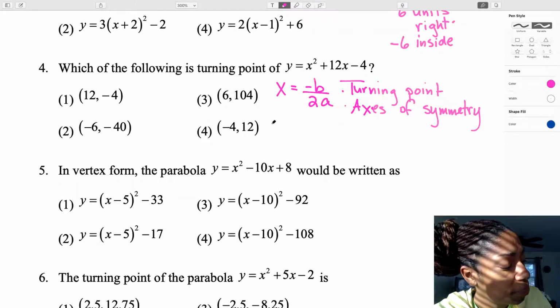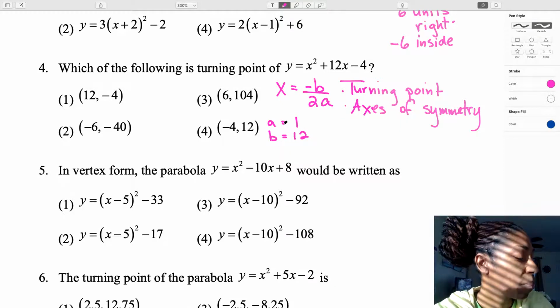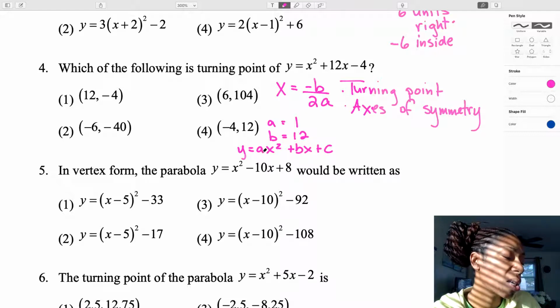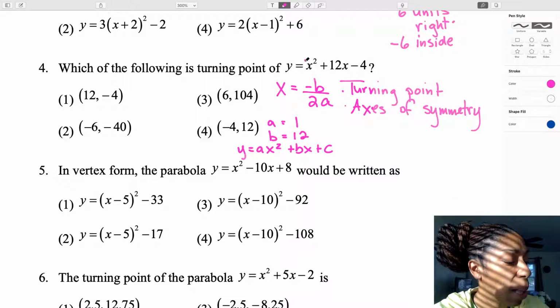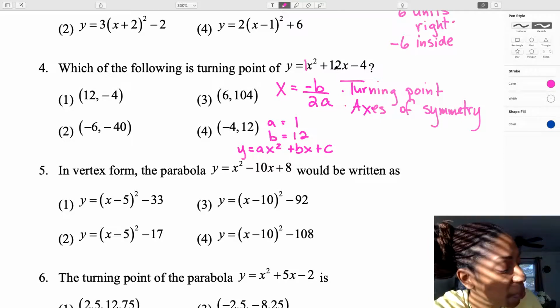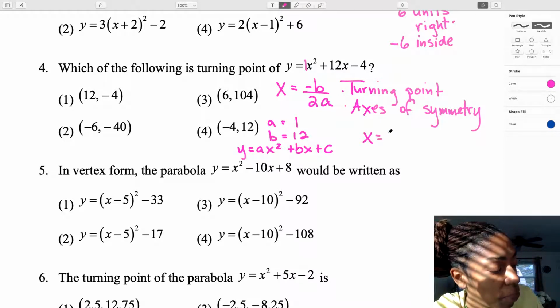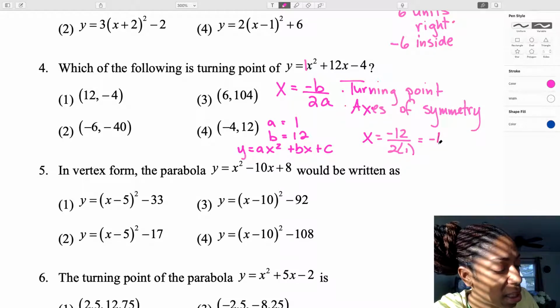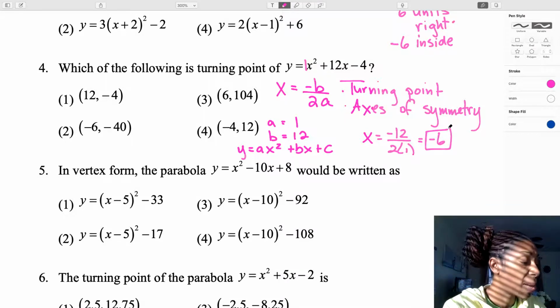So my a is 1. My b is 12. All I need is a and b, right? We're taking this from standard form, ax squared plus bx plus c. So a is the coefficient of x squared, it's invisible. And b is the coefficient of x. So it says 12x, so b is 12. So we plug it in. X equals negative 12 divided by 2 times 1. That gives me negative 12 divided by 2, which is negative 6. So that's my x value.